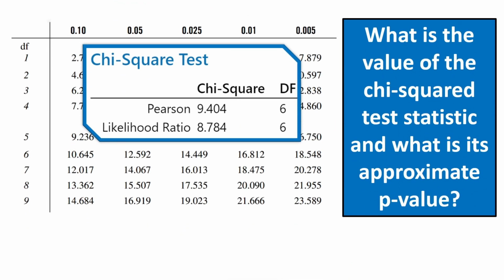Okay, now here's an example of some Minitab output. And here the question is going to be, what is the value of the chi-squared test statistic in this case? And what is its approximate p-value? Maybe this is a good time to pause the video again, take a few minutes to answer this question.